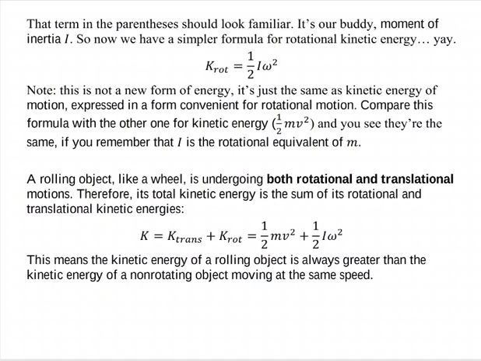It's moment of inertia. So we have a simpler formula for rotational kinetic energy, which we rejoice about because it would have been a bummer to have to add up an infinite number of little masses. So K, the rotational kinetic energy, is 1/2 times the moment of inertia times omega squared. This is not a new form of energy. It's the same as kinetic energy for motion, but it's in a form that's convenient for rotational motion.